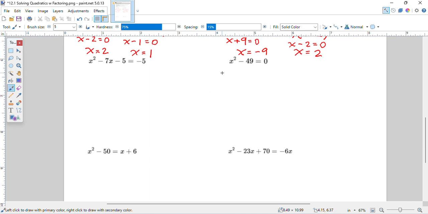So if I were to actually set this up to factor it, and technically this is a difference of squares, but if I set it up the same way we set up everything, I would do negative 49 up top, that's a times c, and on bottom I'd have 0.